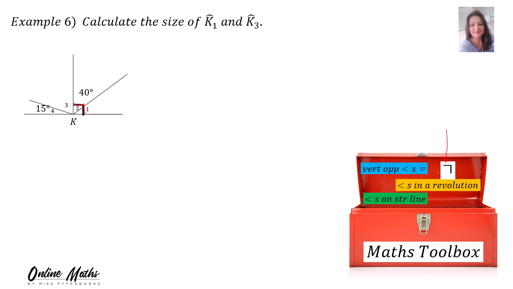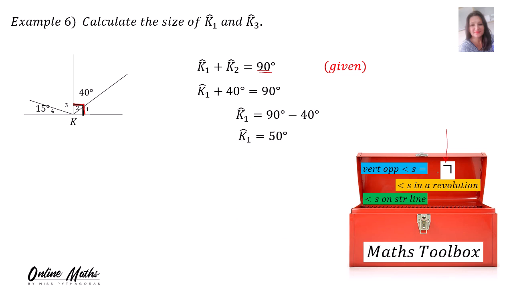So then we can start by saying that angle K1 plus K2 is equal to 90 degrees, and that was in fact given. That's your reason. So we know that K2 is 40. We substitute in K2's place, and then we will solve K1. So 90 minus 40, and therefore K1 is 50 degrees. Once I know the size, I write it on my sketch.